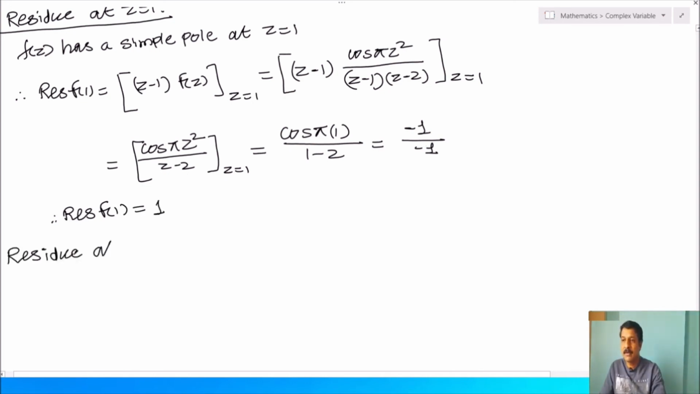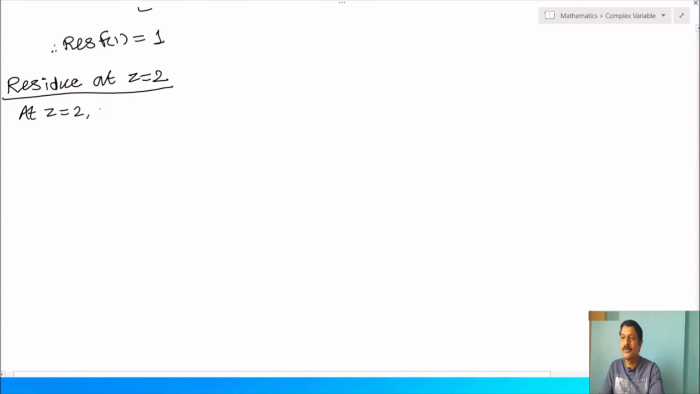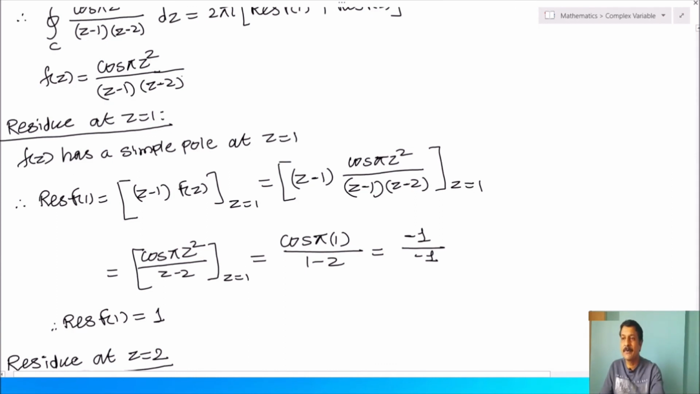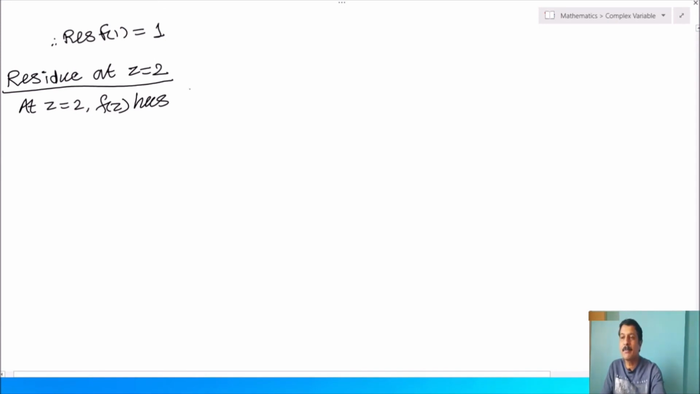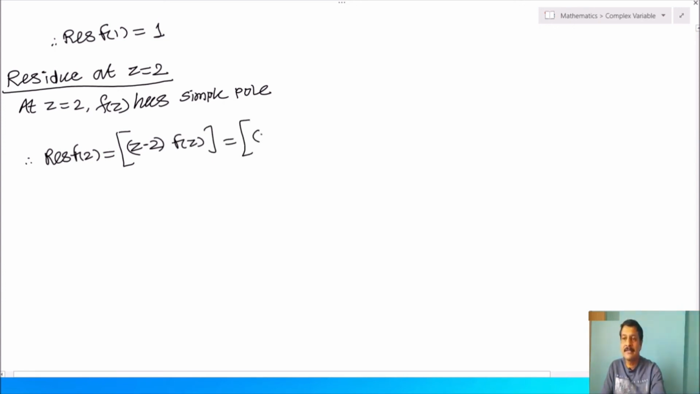Now the residue at the second singular point, z = 2. You can observe that f(z) at z = 2 has a pole of order 1. So it is a simple pole there. Therefore, by the formula, the residue of f at 2 is equal to (z − 2) times f(z). What is f(z) here? (z − 2) times f(z) means cos(πz²) / ((z − 1)(z − 2)) times (z − 2), at z = 2.